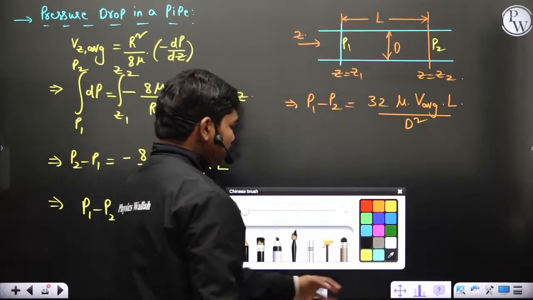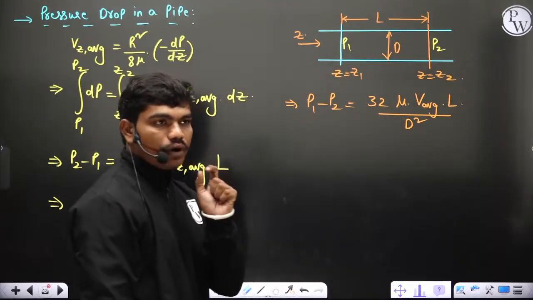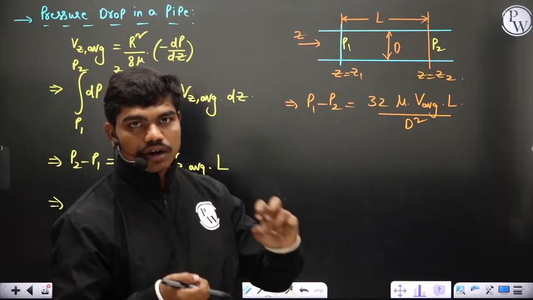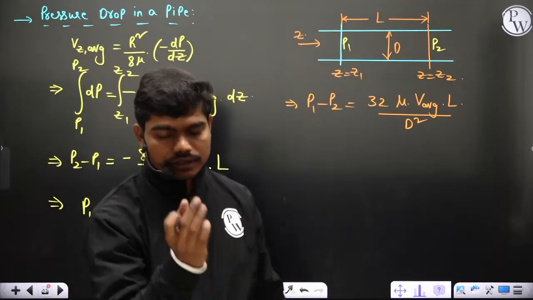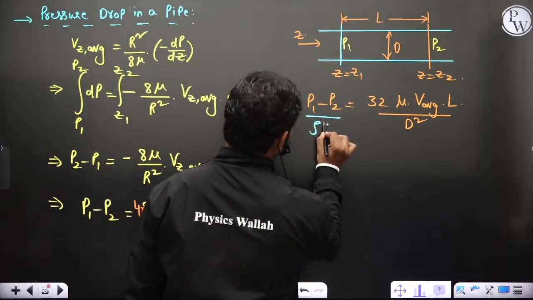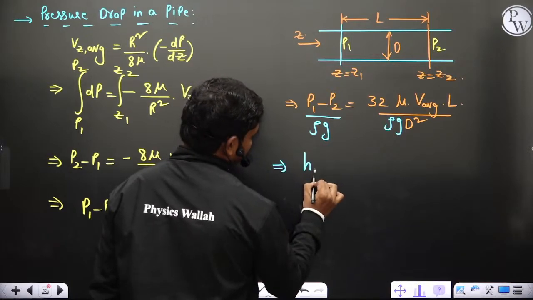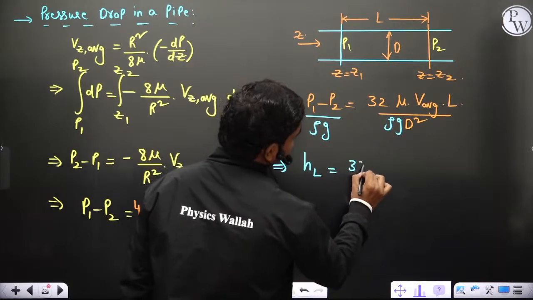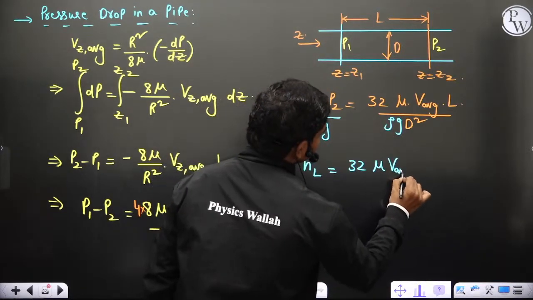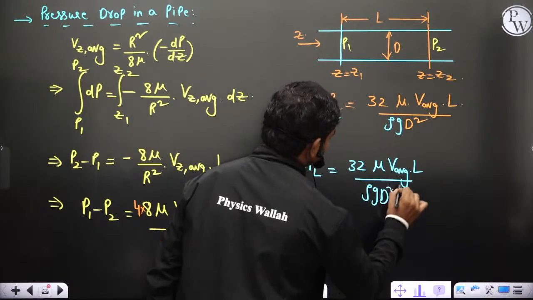Now generally pressure is measured in terms of head difference, head loss, because if you apply the energy equation, Bernoulli's equation and all, they are per unit head, in terms of head per unit weight. So if you divide with rho g on all sides, then the head loss in pressure is 32 mu V average L by rho g d square, is what we have here.